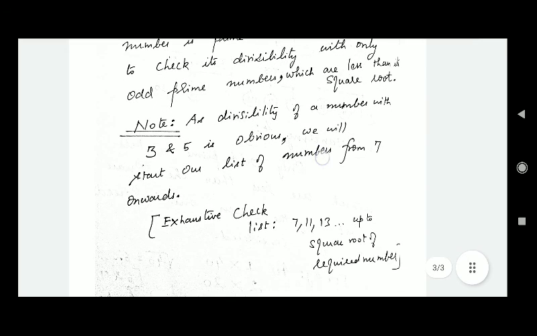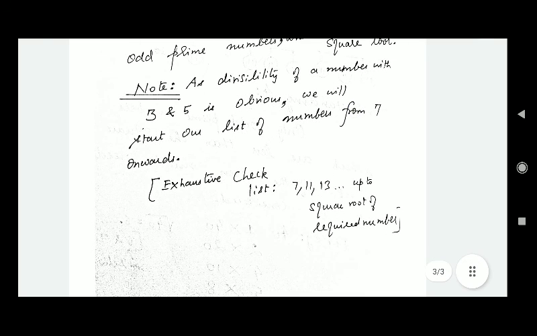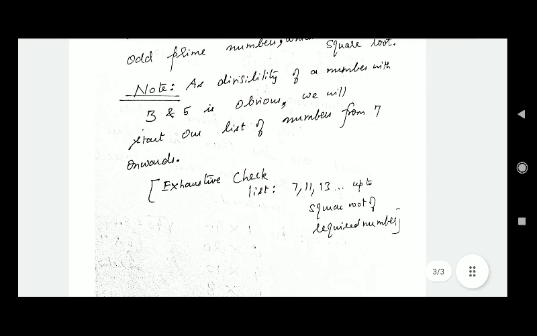So our exhaustive checklist for checking whether a given number is divisible by any other number, and hence whether it is prime or not, is as follows: 7, 11, 13 and so on up to the square root of the required number.